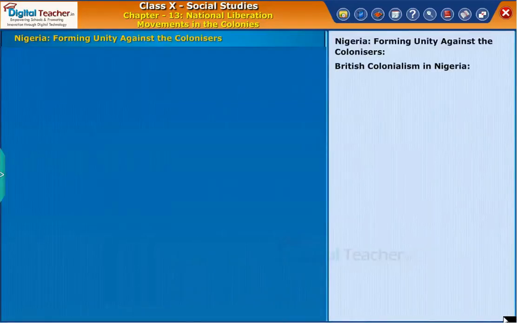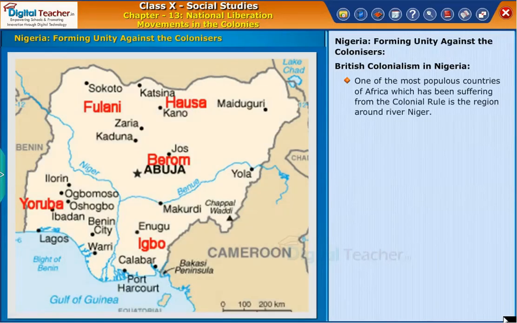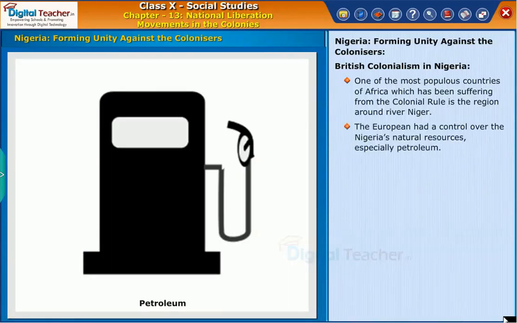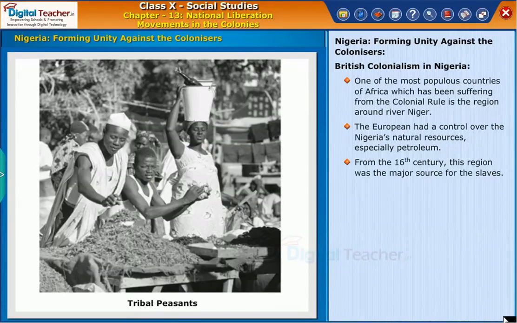British colonialism in Nigeria, one of the most populous countries of Africa, which has been suffering from colonial rule, is the region around River Niger. The Europeans had control over Nigeria's natural resources, especially petroleum. From the 16th century, this region was the major source for slaves. The tribal peasants were kidnapped and sold to European slave traders.